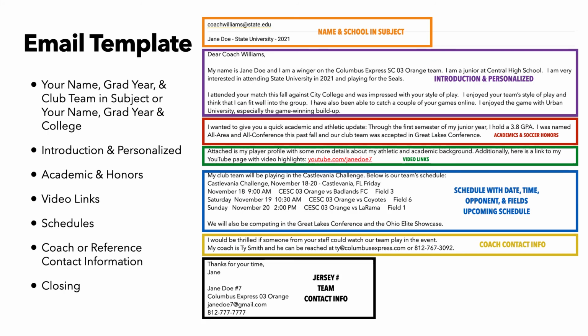Here's a very simple template. Your name, your school, and the subject. I would add the grad year. So Jane Doe, maybe put my club team Columbus Express, 04 Orange, 2021. Okay. Dear Coach, my name is, my name, my club, my year of school, where I go to high school, and I'm interested in playing for you.